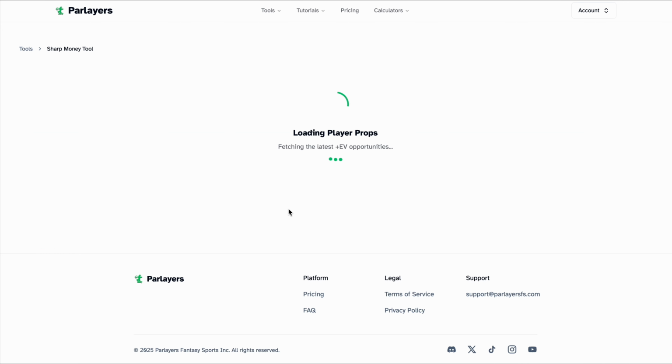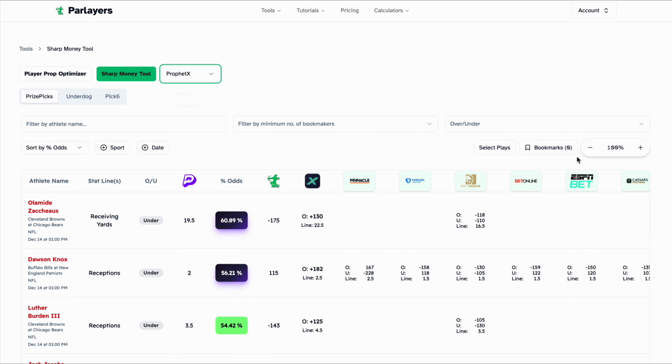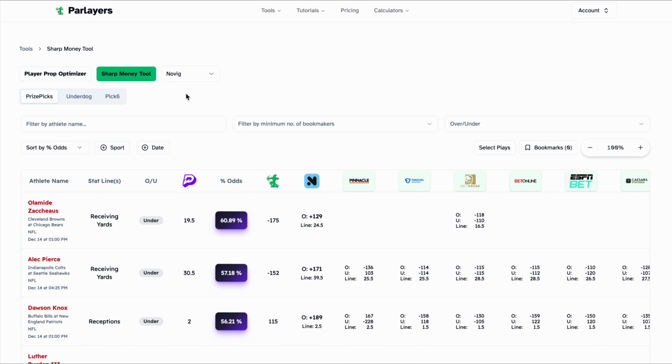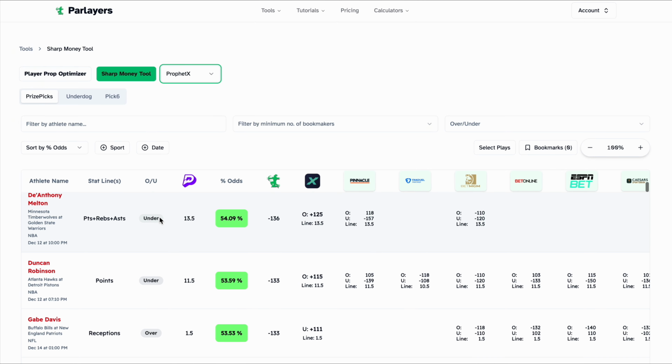So right away, I'm going to see what we have from the Sharp Money tool. We're going to start with Novig. You could start with Prizepicks, whatever. Sometimes different value pops up, so I like checking both just to see. Let me see. All right, beautiful play right here.